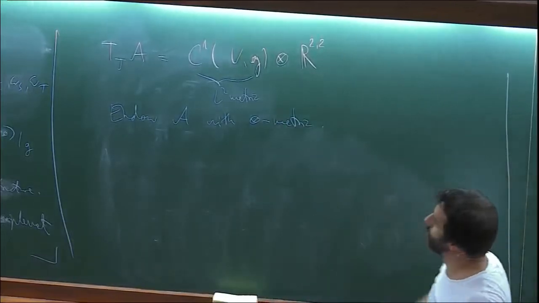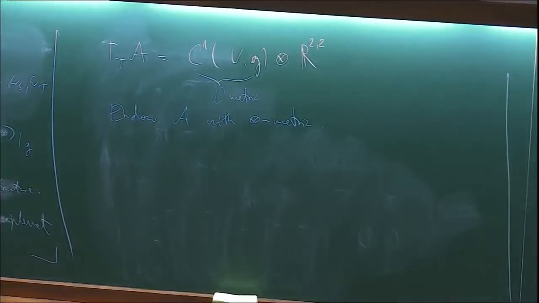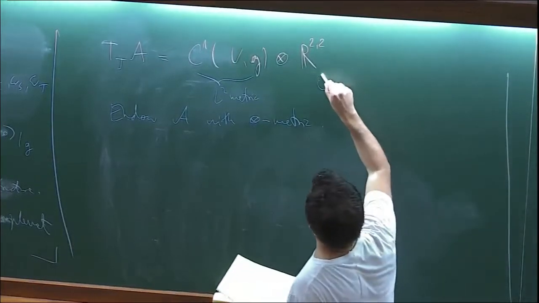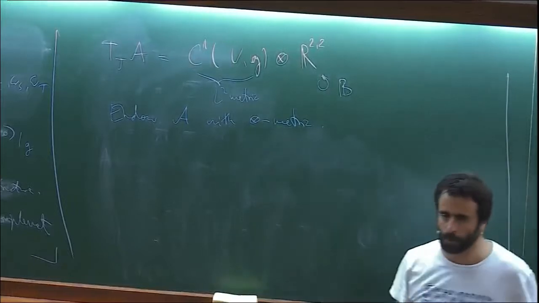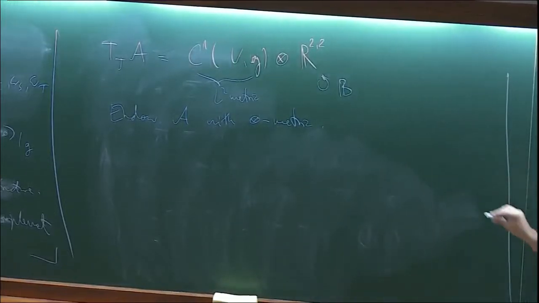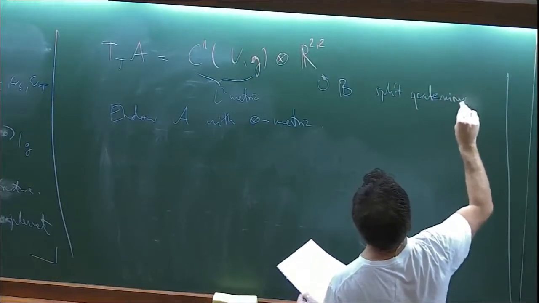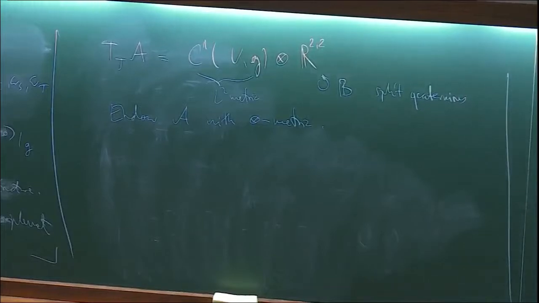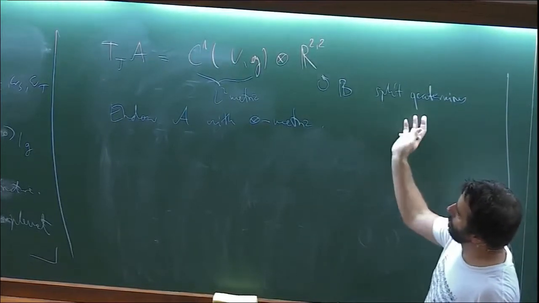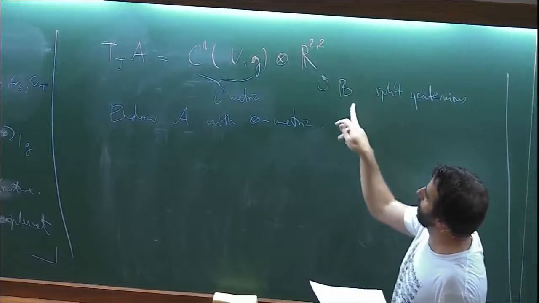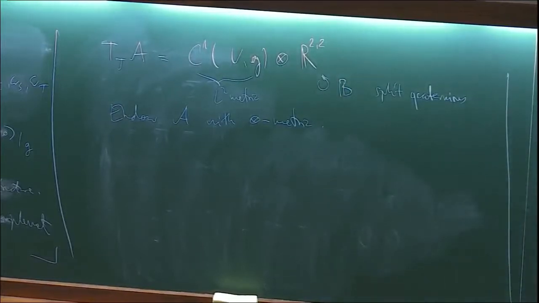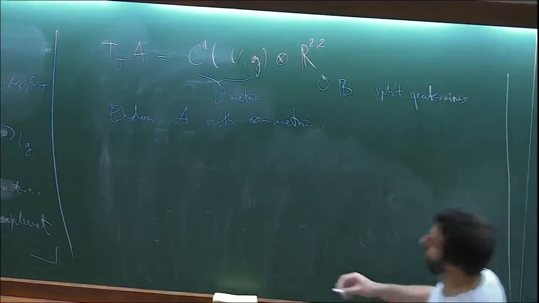So A with the product metric is flat, and then there's also an action of the split quaternions, an algebra that I'm calling B. I'm not going to write it down explicitly, but there is a way of cooking up a representation of these split quaternions. And okay, so, theorem.